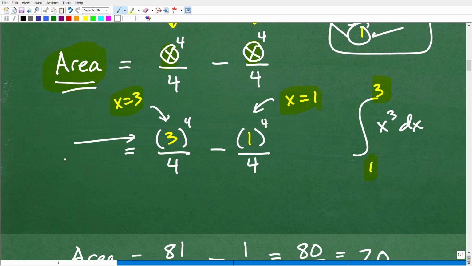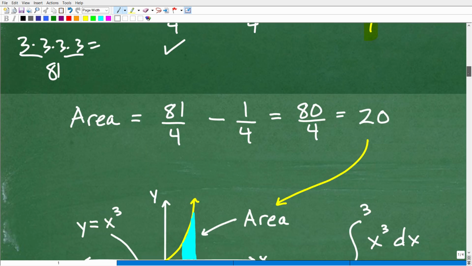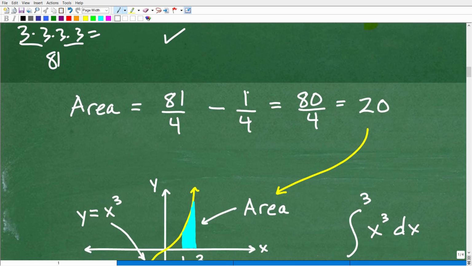So what is 3 to the 4th power? Well, that's 3 times 3 times 3 times 3. And if you remember your basic multiplication, that is 81, or 9 times 9. So we're going to end up with 81 over 4, and then 1 to the 4th power is simply just 1. 1 times itself 4 times is just going to be 1. So we end up with 81 over 4 minus 1 over 4. Okay, these fractions have the same denominator, so I could just simply subtract the numerators. So 81 minus 1 is 80 over 4. Okay, 80 divided by 4 is 20.